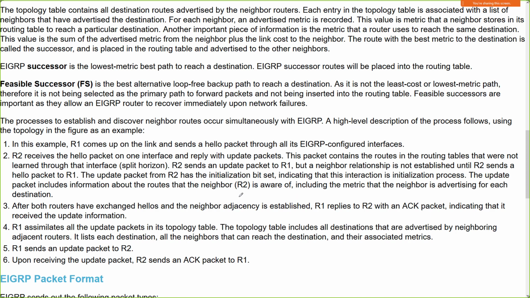Feasible successors are important because they allow the router to recover immediately upon network failures. And that is really what makes EIGRP an advanced distance vector protocol. Its ability to calculate this loop-free alternate path so that if the primary path fails, we can immediately start using that backup path. What happens if I don't have a feasible successor?